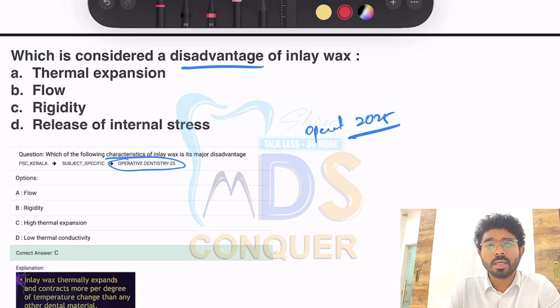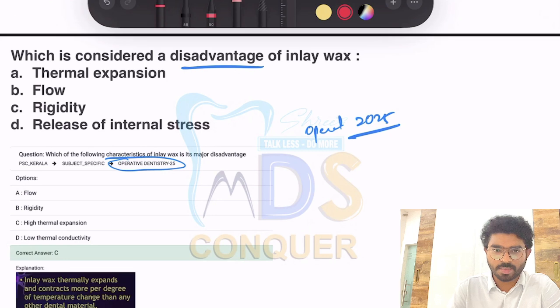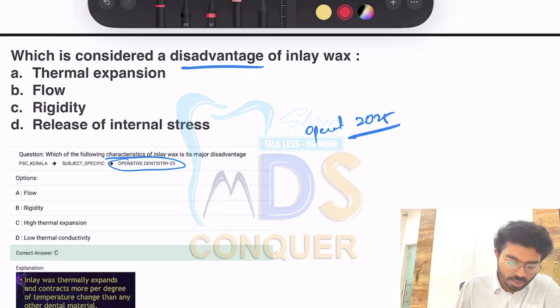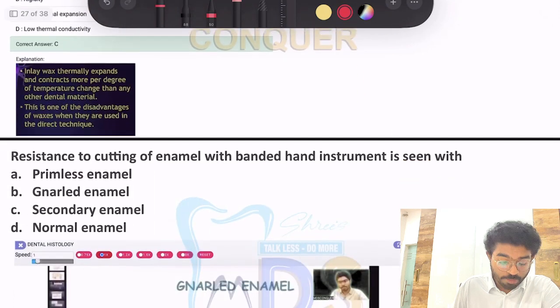So this is your operative dentistry 2025 question which was given in the exam. Of course, this is a repeat. Straight away, the answer is A.